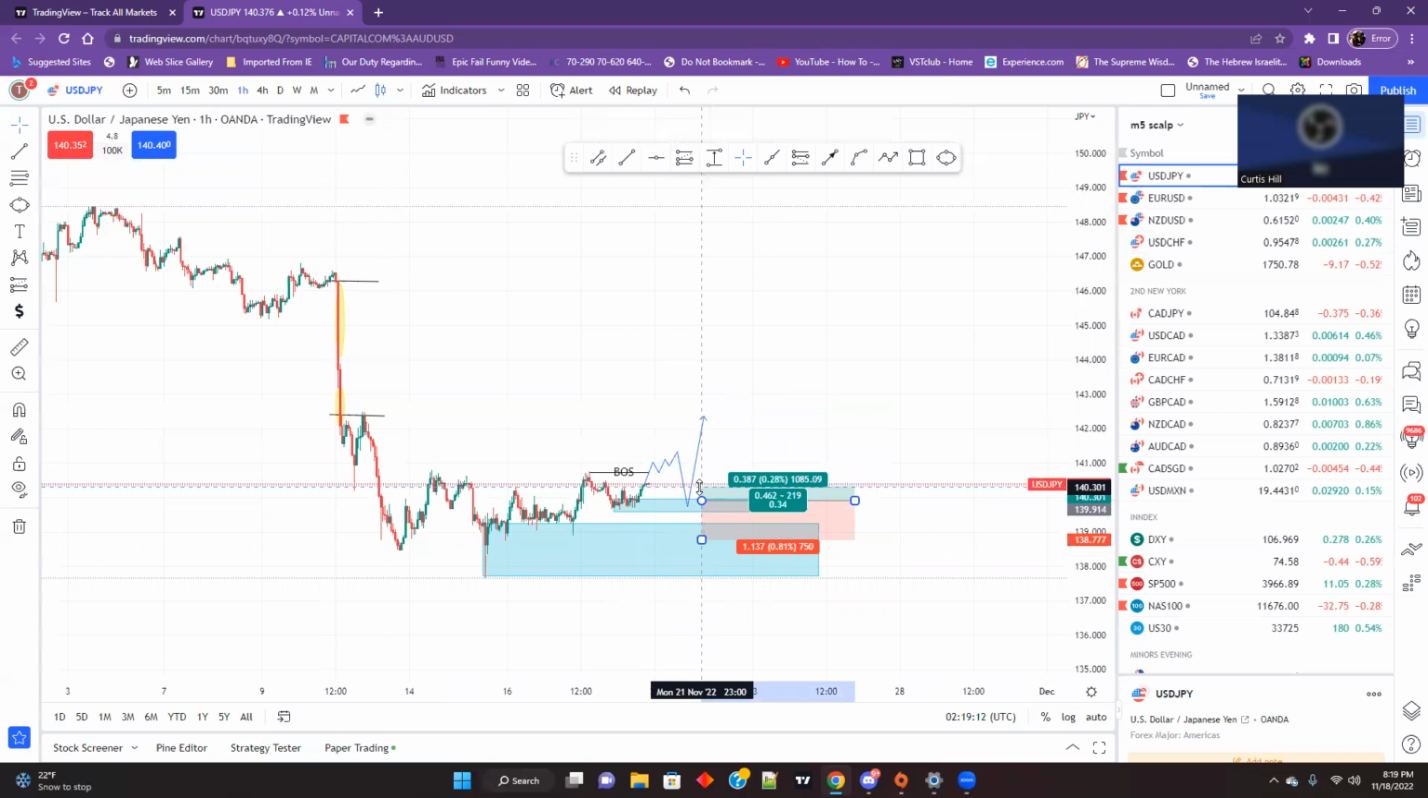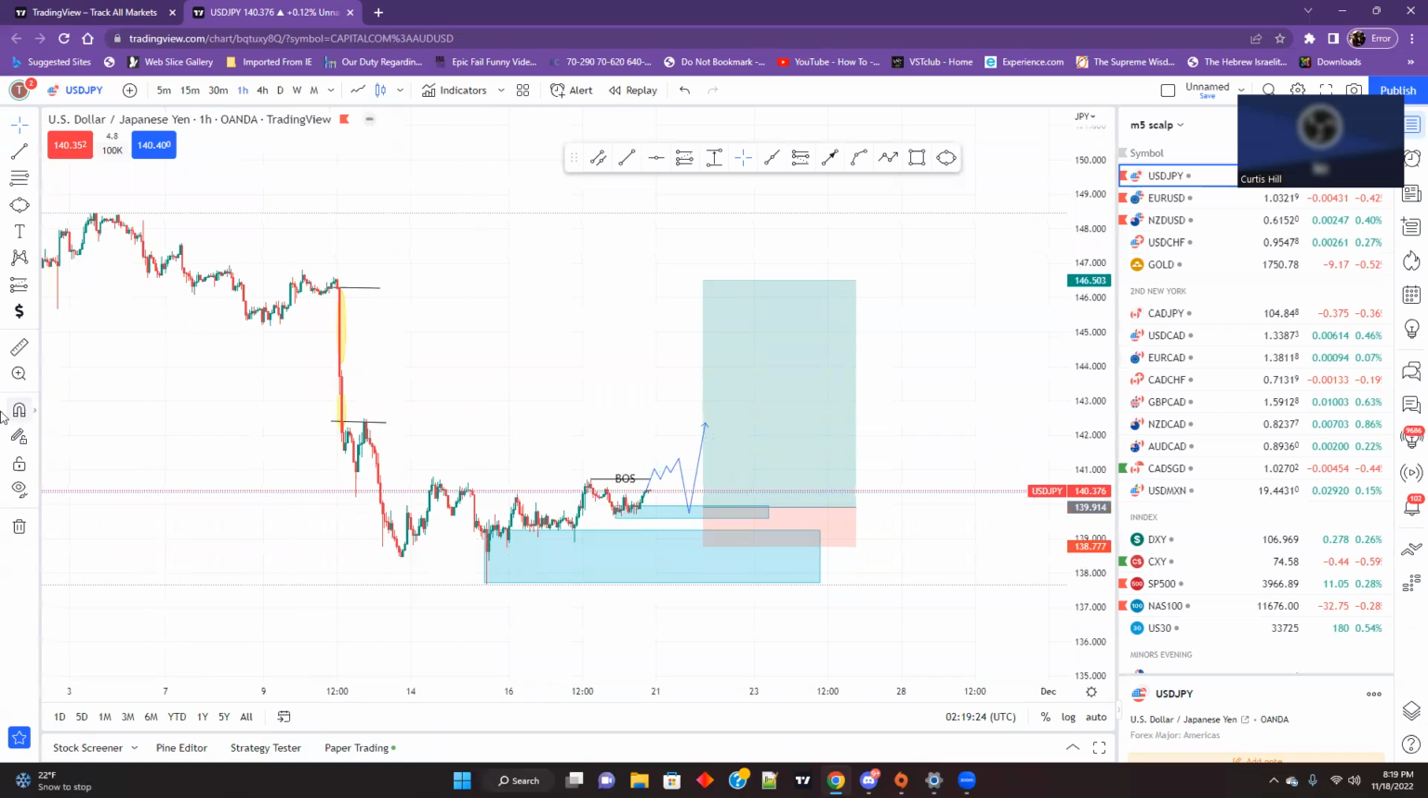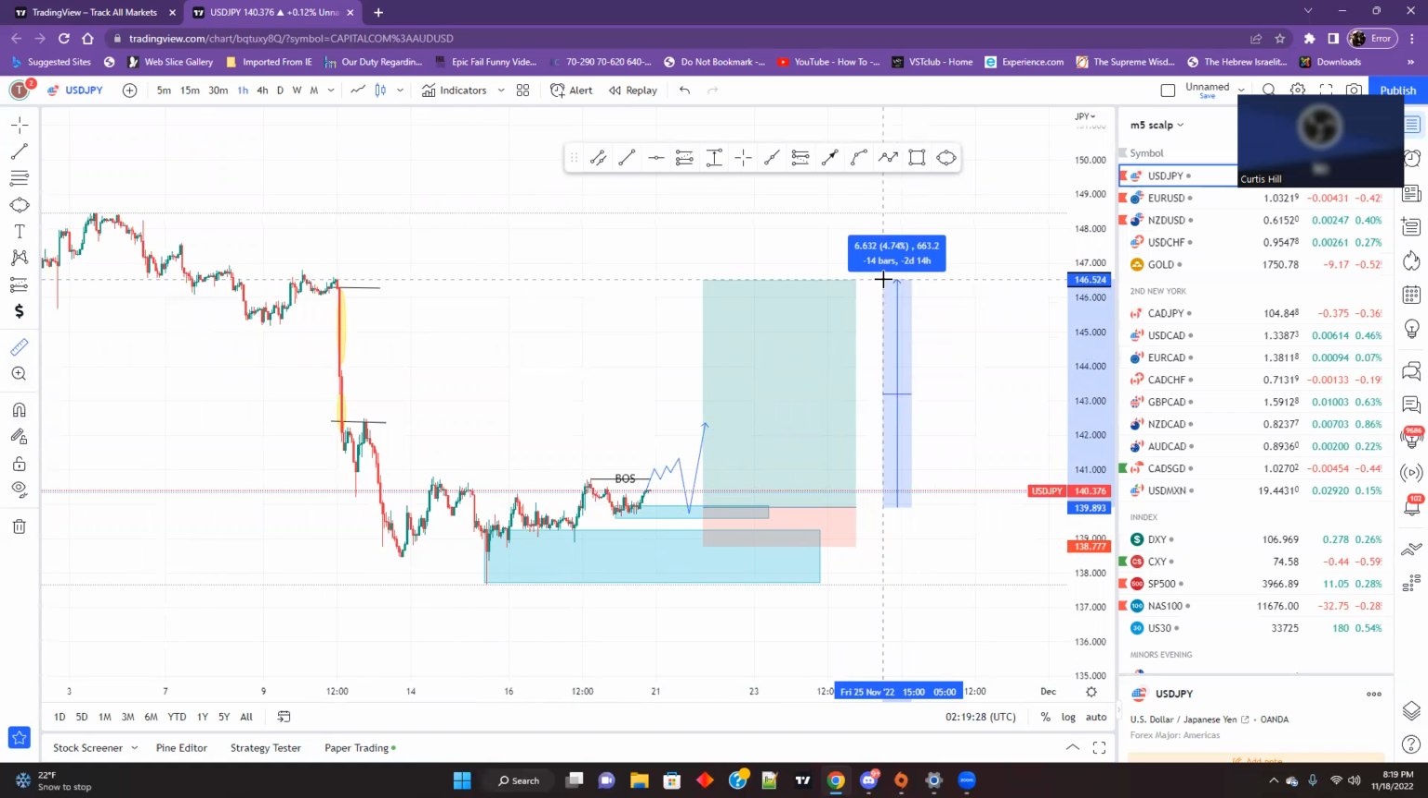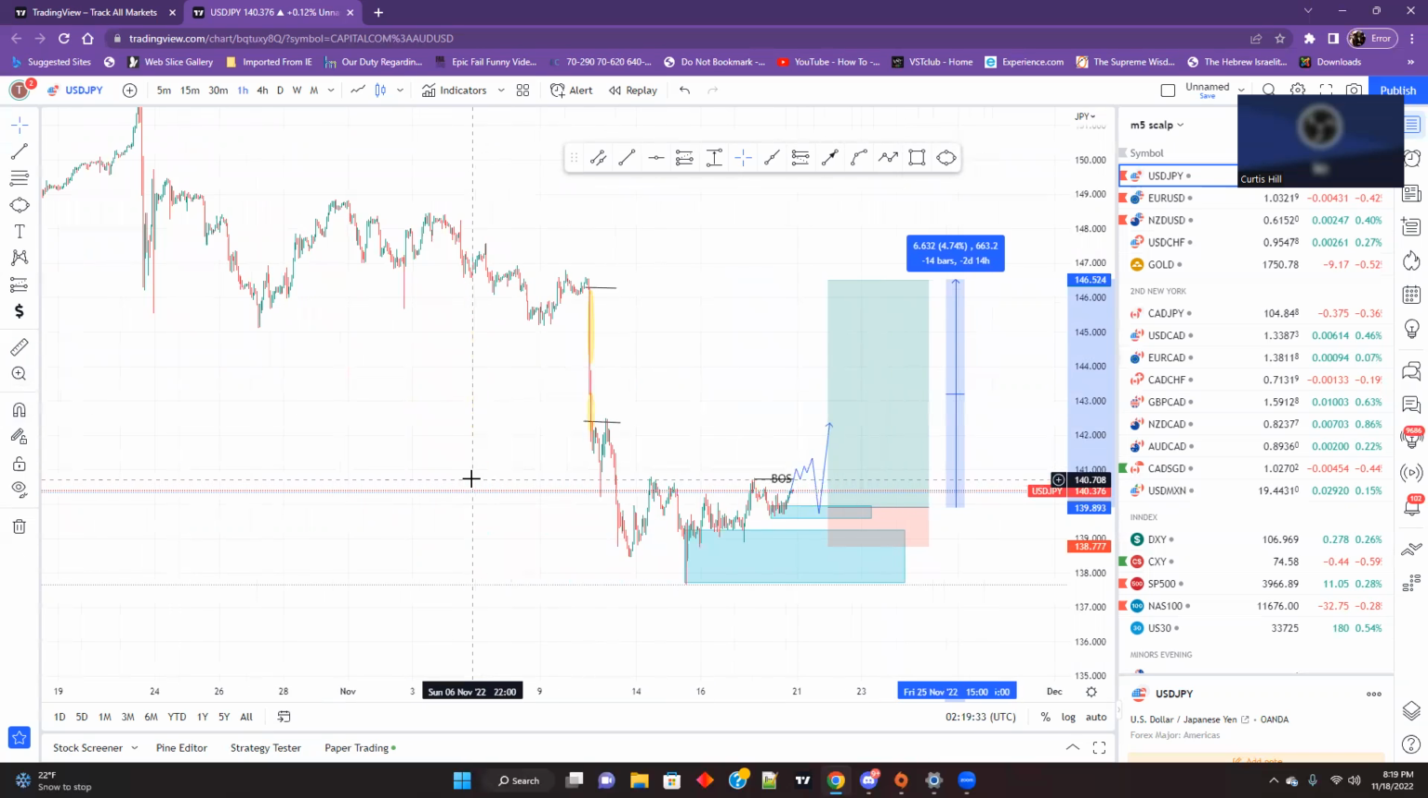So obviously 1-to-1 or TP1 will be right there to that high. Then TP2 could be somewhere in the middle. TP3 is the whole move back up. And we're talking, how many pips? This is UJ. 663 pip move back up.